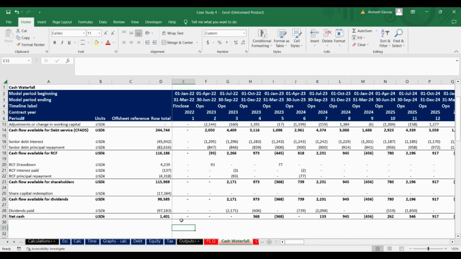And so, this is all regarding the cash waterfall, guys. I hope you really enjoyed learning this concept, and I was able to explain it.